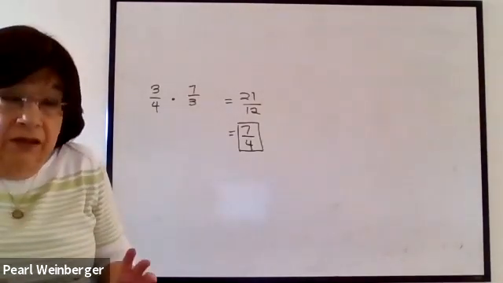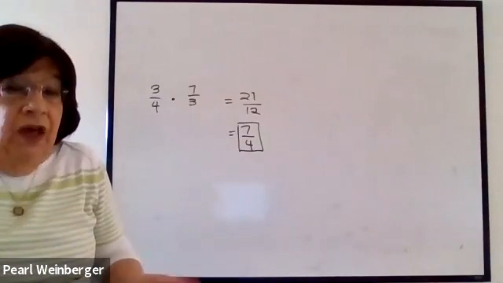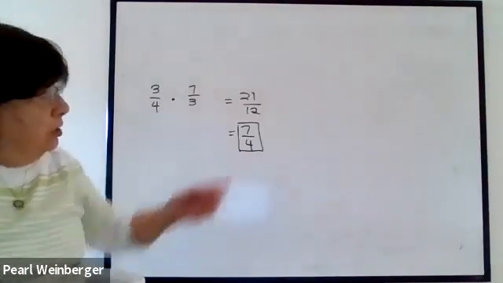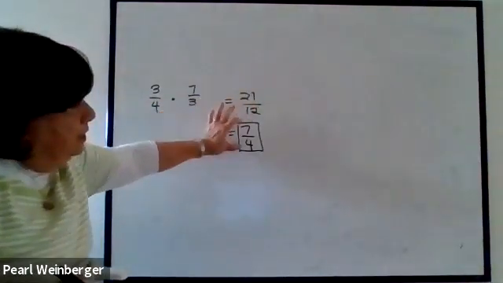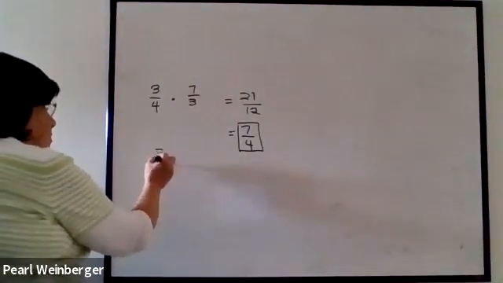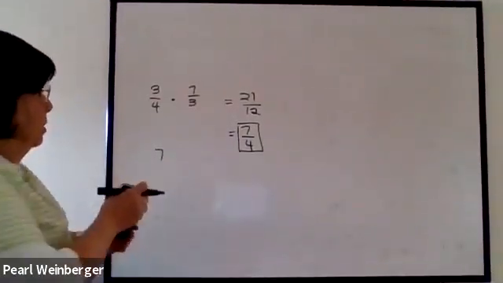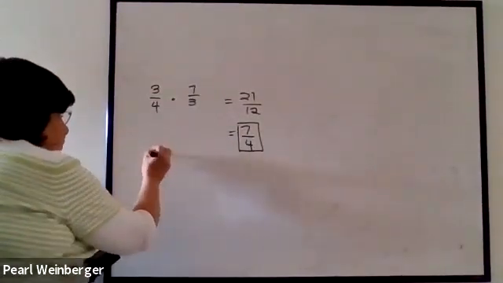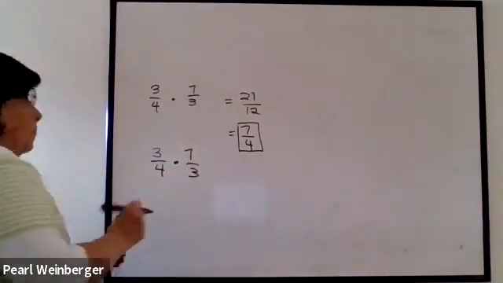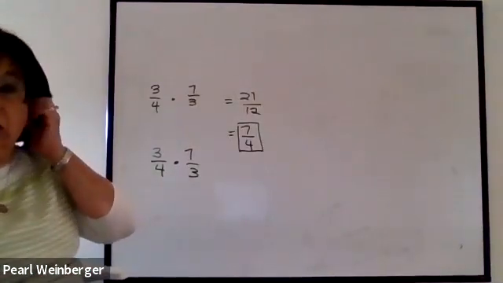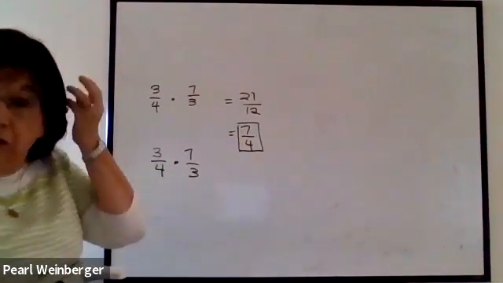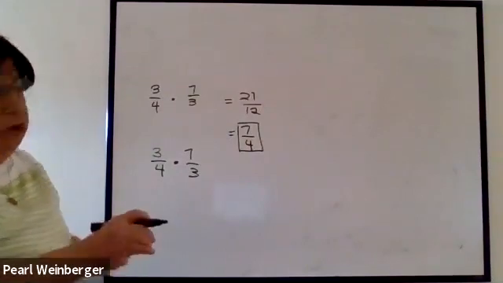But there is a step that we can take that involves simplifying the fractions before we do the multiplication. Here we did the multiplication and then simplified. A more efficient method, and I'm going to show you, if I have something like 3/4 times 7/3, is to try to do something called cross-canceling first. In other words, first reduce and then multiply.